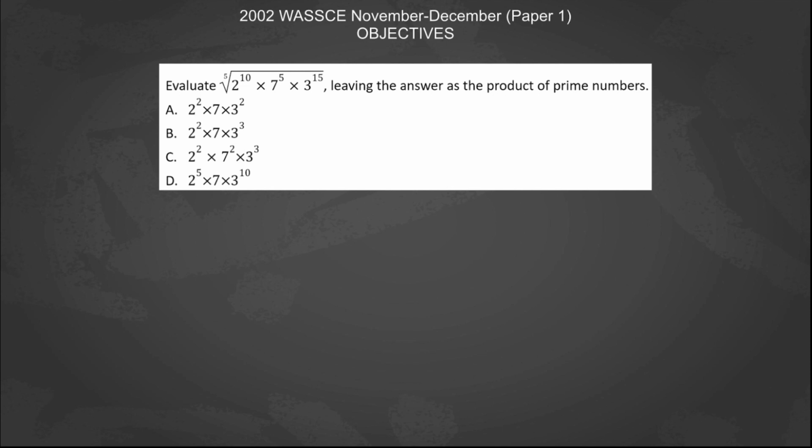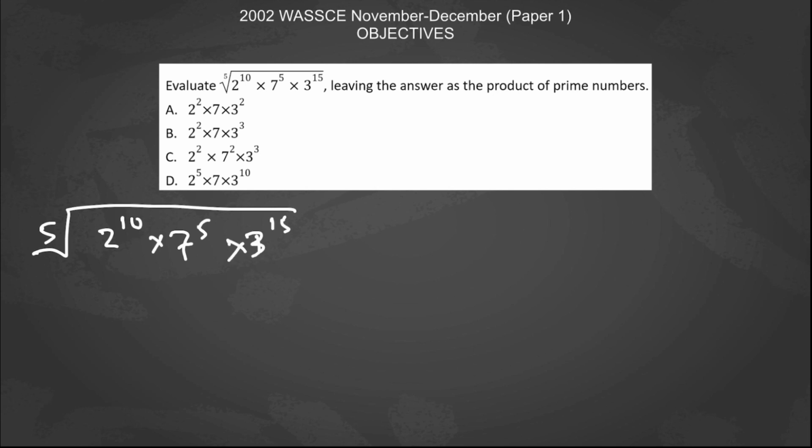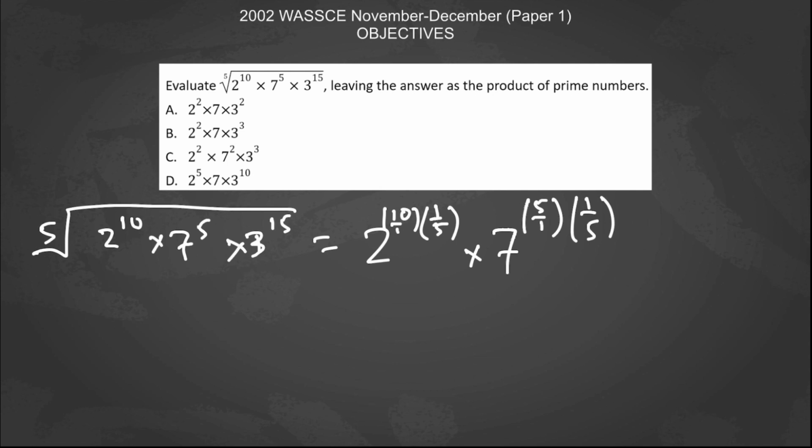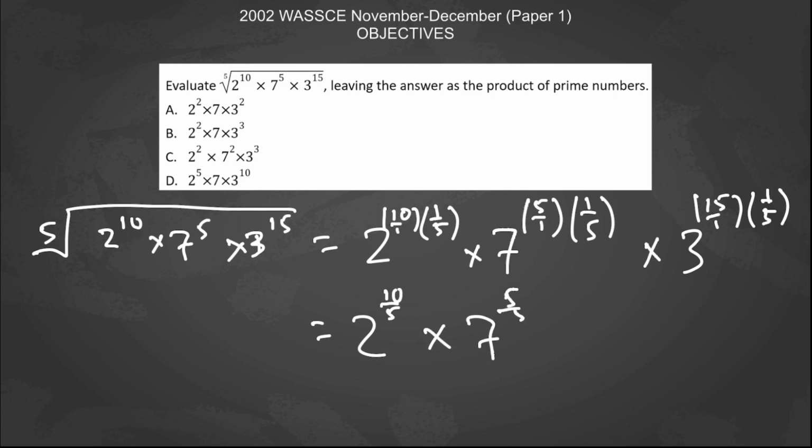If we have the 5th root of 2 to the 10th power times 7 to the 5th power times 3 to the 15th power, we can rewrite this as 2 to the 10th power, which is over 1, and then 1 over 5, times 7 to the 5 over 1, times 1 over 5, times 3 to the 15 over 1 times 1 over 5. This we can further simplify to 2 to the power of 10 over 5 times 7 to the power of 5 over 5 times 3 to the power of 15 over 5.